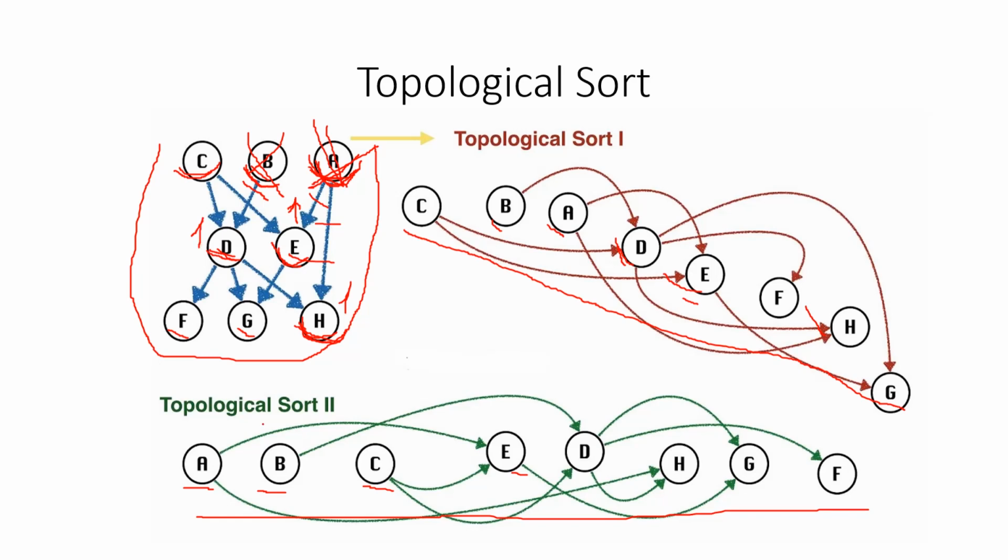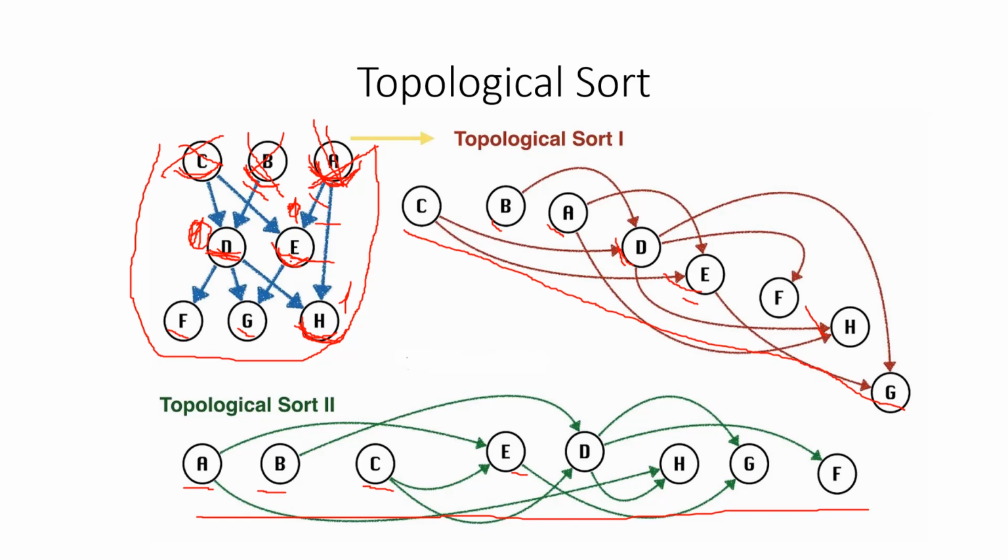Then we take C out of the queue, and we decrease the in-degrees of all nodes connected from C. So we remove C, and the in-degree of D becomes 0, so we put D into the queue. Then we decrease E, and E's also becomes 0, right? So we add D and E into the queue. Now in our queue we have two elements, D and E.